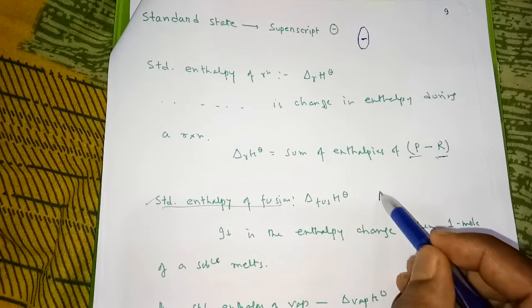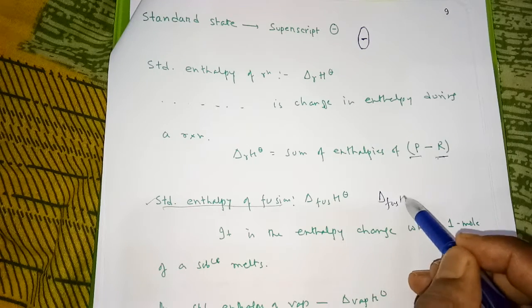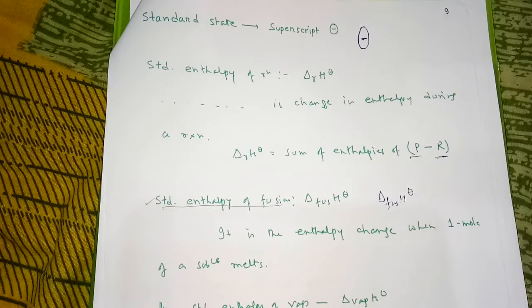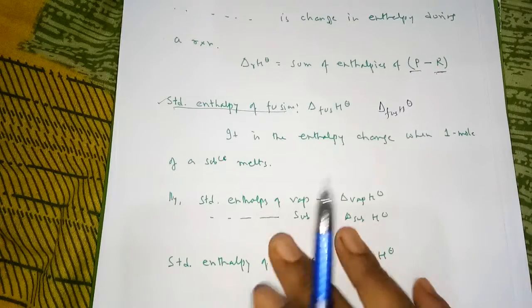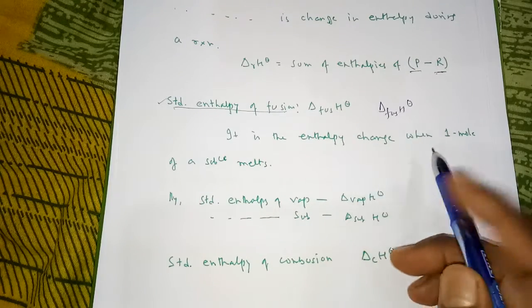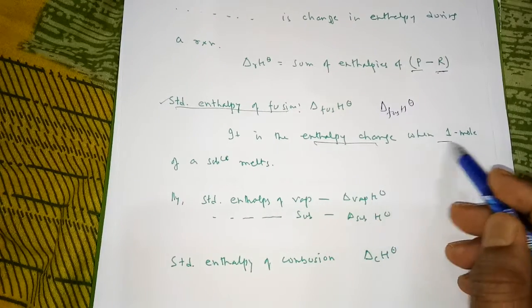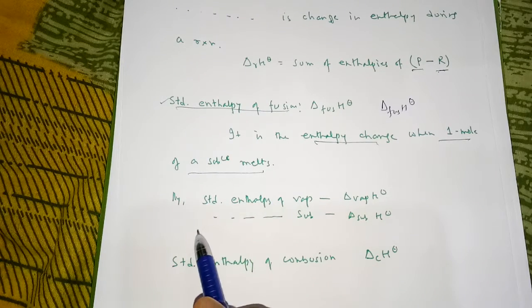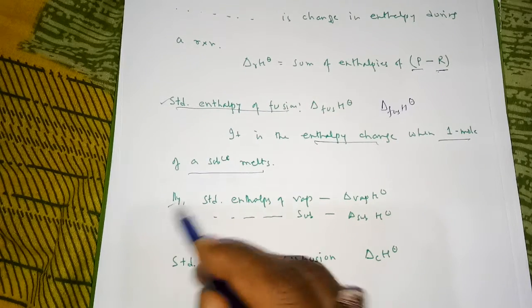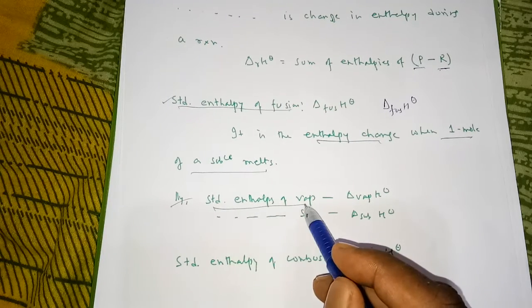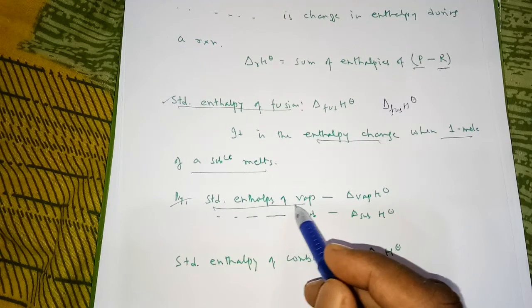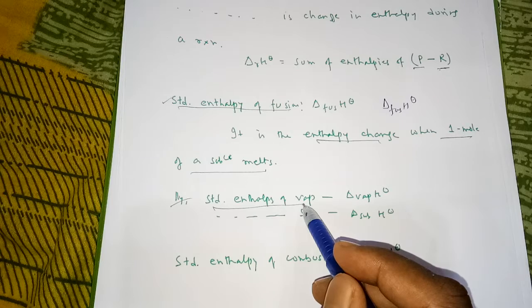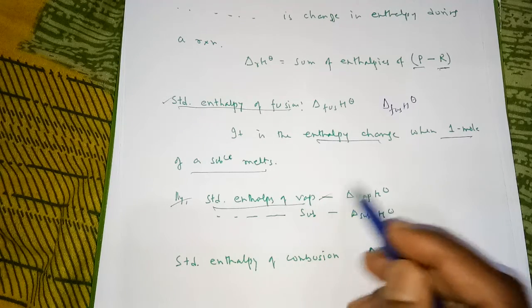Now, the next definition is standard enthalpy of fusion. It is given as del fusion H standard. It is the enthalpy change when 1 mole of a substance melts. Similarly, standard enthalpy of vaporization is the enthalpy change when 1 mole of a substance converts from its liquid state to vapor state.